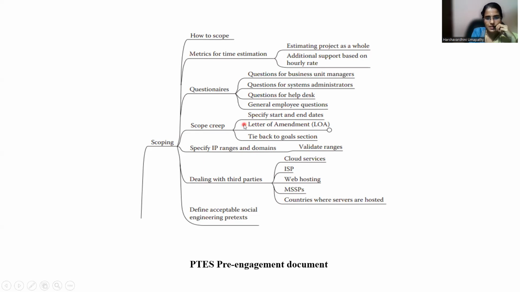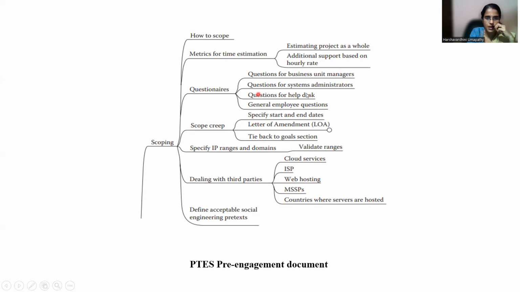And the next is your scope creep, which is the letter of amendment and ties back to the goal section. And the next is your IP ranges and domains. This specification of IP ranges and domains is mainly used to validate the range. And the last one is dealing with third parties and social engineering pretext. Dealing with third parties is mainly used for web hosting, countries where those servers are hosted, cloud services, internet service providers, etc. So these are the pre-engagement documents.